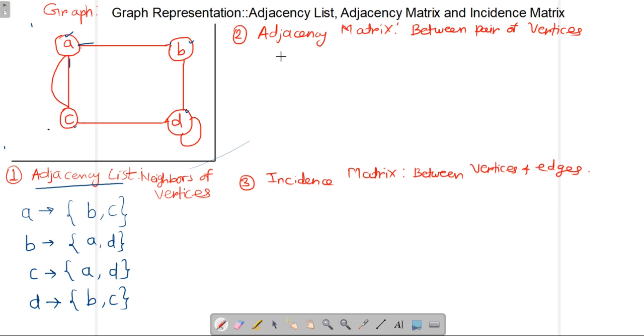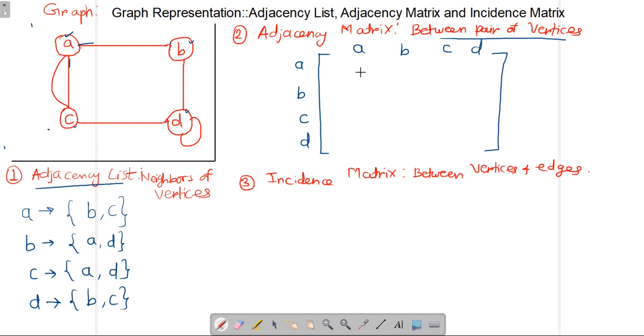Next is adjacency matrix. In adjacency matrix, it is between the pair of vertices. So it is the representation of neighbors using pairs of vertices in a matrix. So we'll draw the adjacency matrix. As you know, we write here the vertices. So A, B, C, D are the vertices, here and here.